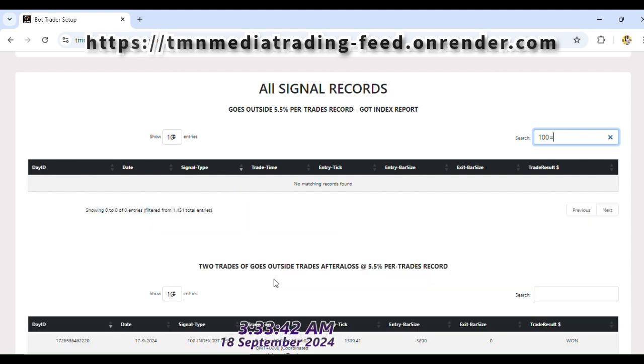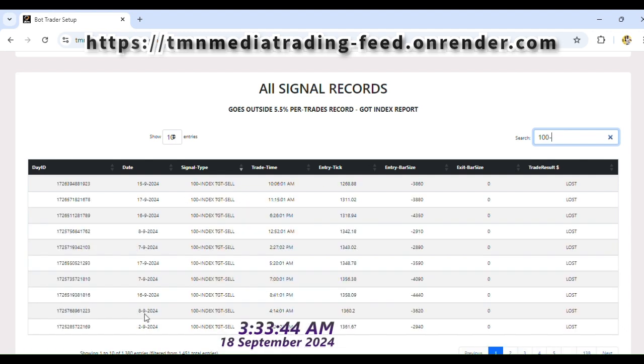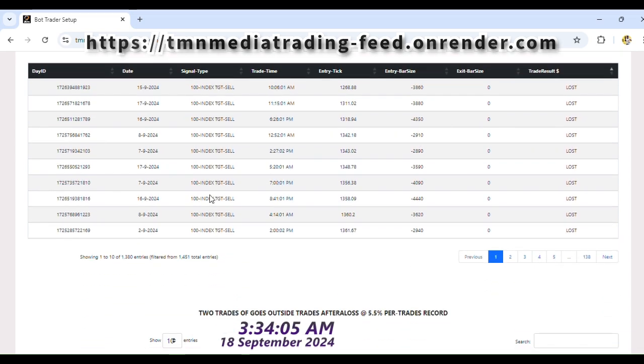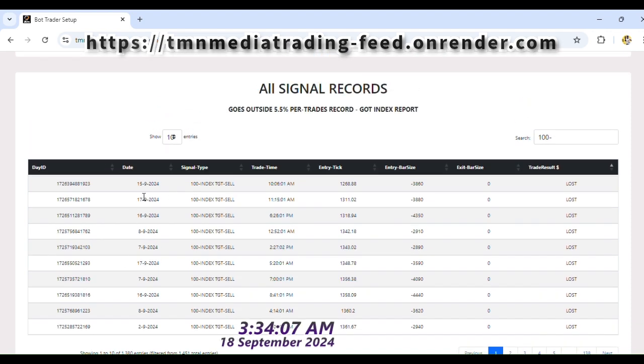Let's see 100 index. Lost. I want you to see, lost 100 index. You can see how the 100 index. I actually wanted to show you just a day. Let's look at 17 for instance.